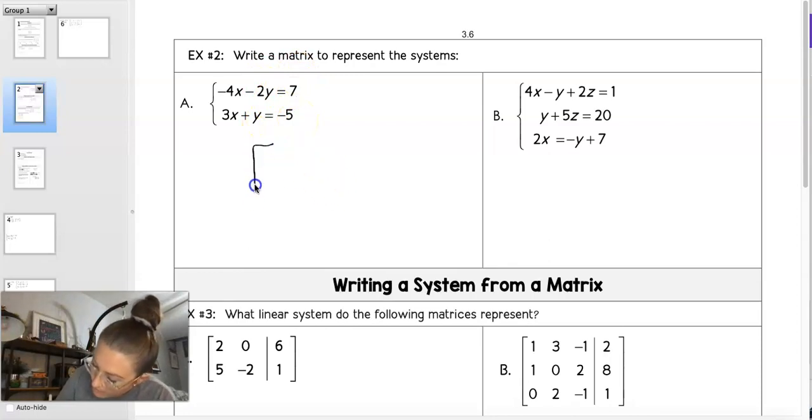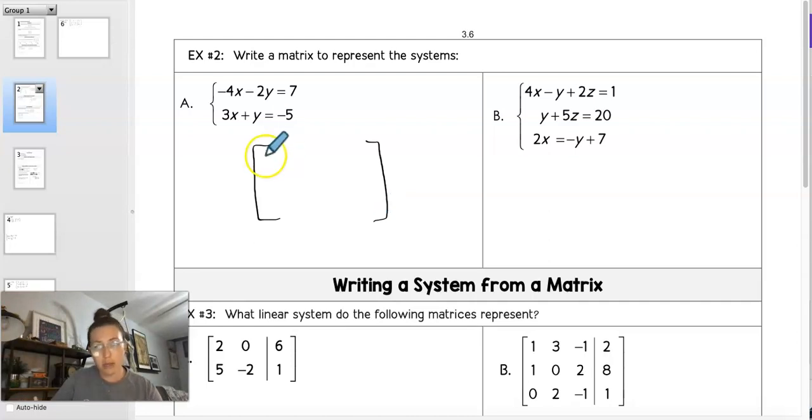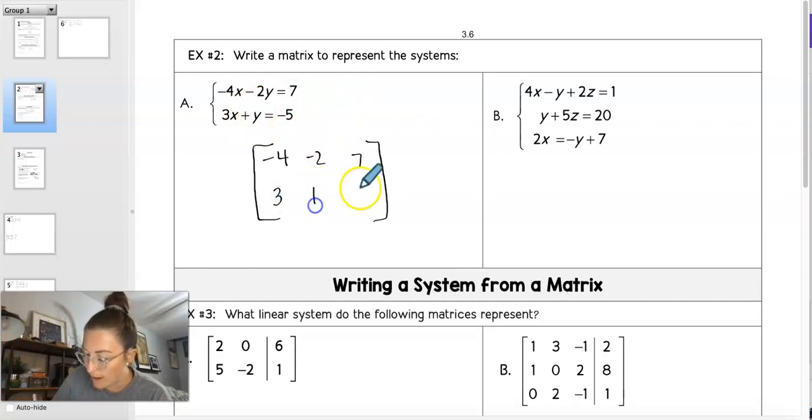You must use brackets. I've had students who just don't use the brackets at all. I can't follow that. You need to put in brackets. So this is going to go a -4, a -2, a 7, a 3. Be careful, there's an imaginary 1 there, -5, and we put the bar representing that these are my answers.